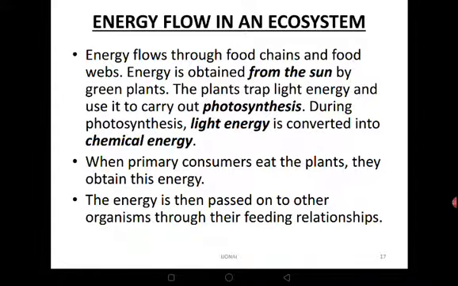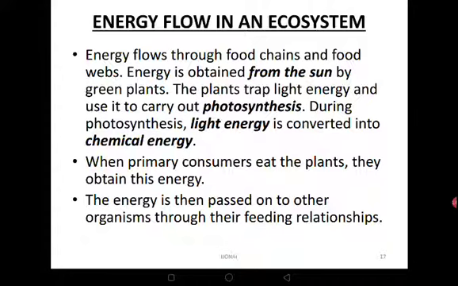So let's look at energy flow in an ecosystem. Members, energy flows through food chains and food webs. This one we had already explained earlier. And energy is obtained from the sun by the green plants. We know that the energy comes from the sun. And the plants trap this light energy and use it to carry out photosynthesis.